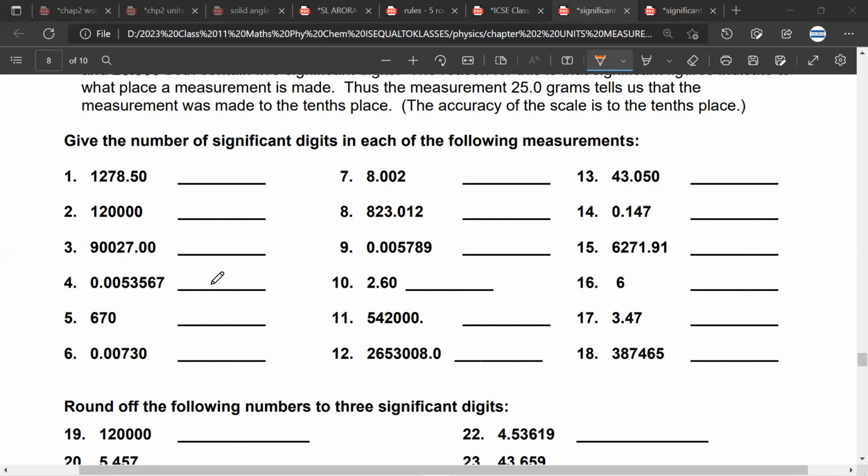Yes. So when you write 1 into 10 raised to power 3 and when you write 1.00 into 10 raised to power 3, there is a difference in value between these two, because 1 into 10 raised to power 3 has a precision of one significant digit, but 1.00 has three significant digits.